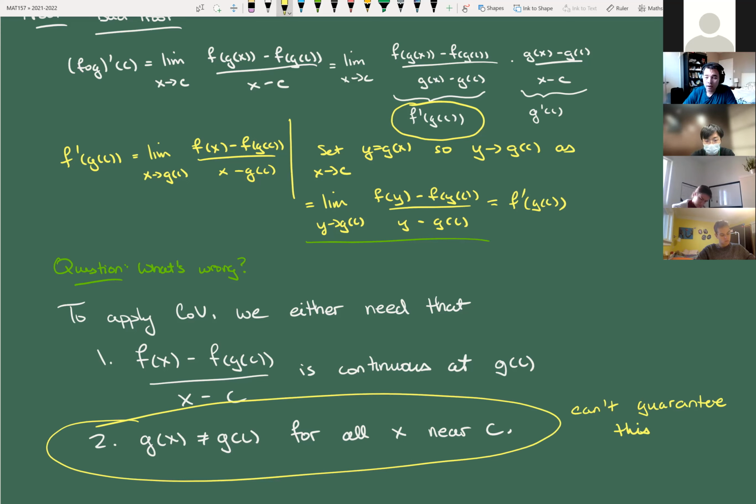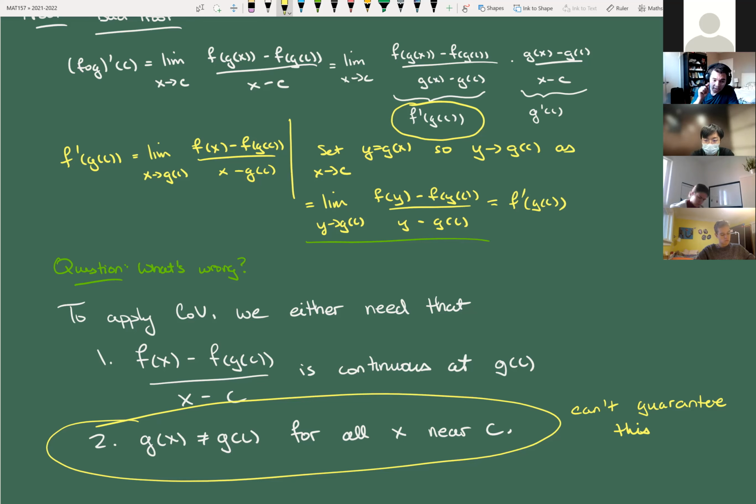Because there are functions that are differentiable at a point c, and g of x, that are equal to the value of their derivative infinitely often in an arbitrarily small neighborhood of their limiting point. Okay, so there are examples of functions which break property number 2 here. So we can't fix property number 2.